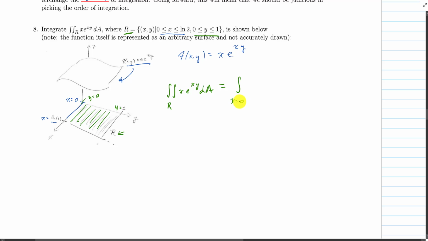This means I could write this, bear with me, this way first: the integral from y equals 0 to y equals 1 of the integral from x equals 0 to x equals the natural log of 2 of x e to the xy dx dy. What did we just apply to rewrite this double integral as this iterated integral? Well, we just applied Fubini's theorem, so I would add that. That was by Fubini's theorem.